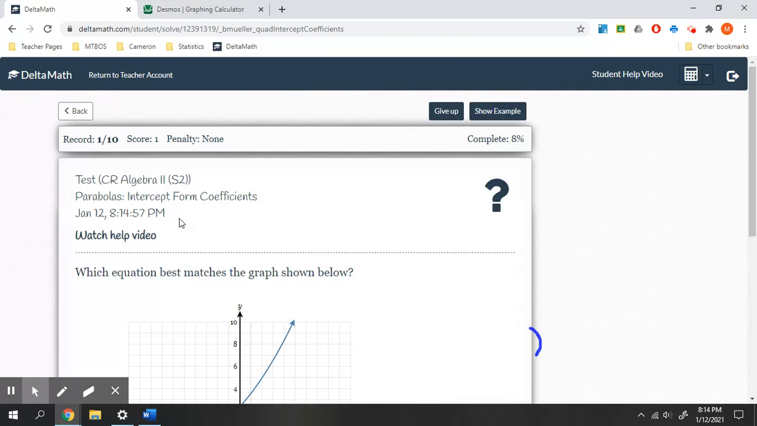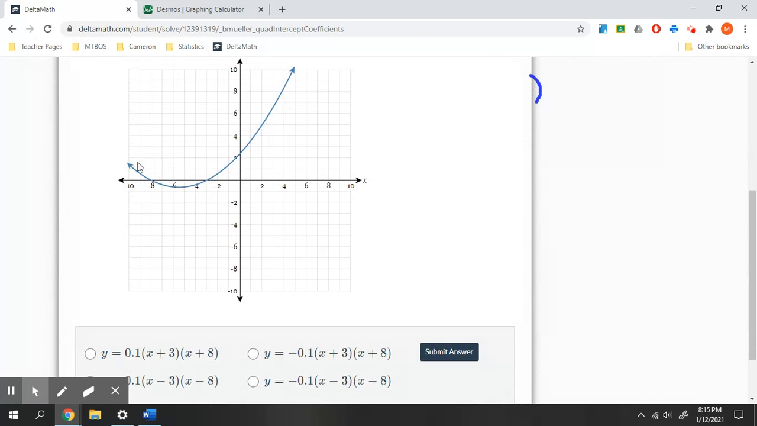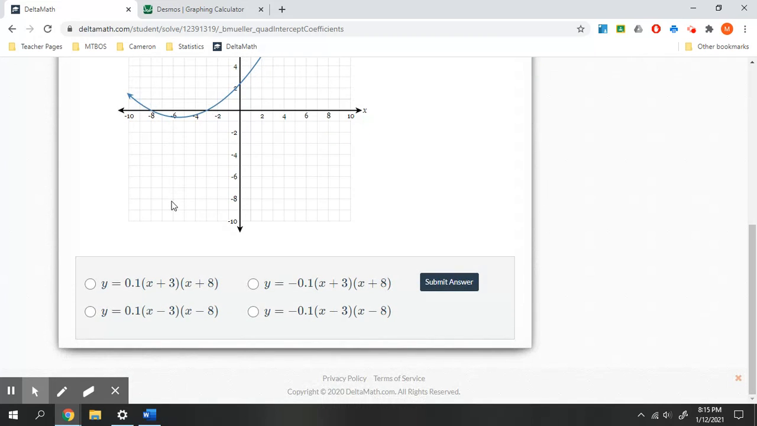Next problem. All right. Which equation best matches the graph shown below? Well, I know this is going to be positive, and I have negative 8 and negative 3 as my x-intercepts. Now remember, a negative will be a plus inside those parentheses. So I want something that's positive, and then I need an x plus 3 and an x plus 8. Well, sure enough, looking down here, it looks like this one works out. We have a positive A value, x plus 3, x plus 8. Those match up.